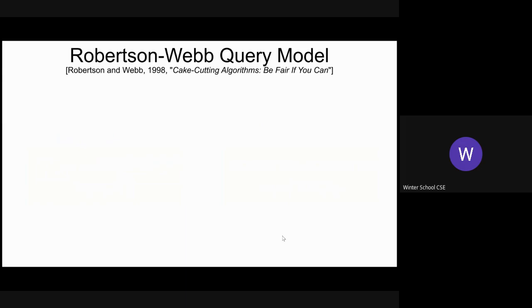Exactly, the input is very complicated. It's a valuation function, and its domain is massive. So if we say it's polynomial in the size of the valuation function, that's not a very meaningful guarantee. So we want to define some way of accessing this input, some way of talking to the input, and that's precisely the Robertson-Webb query model. We are not going to write the input down completely. We are just going to access it by means of questions or queries.